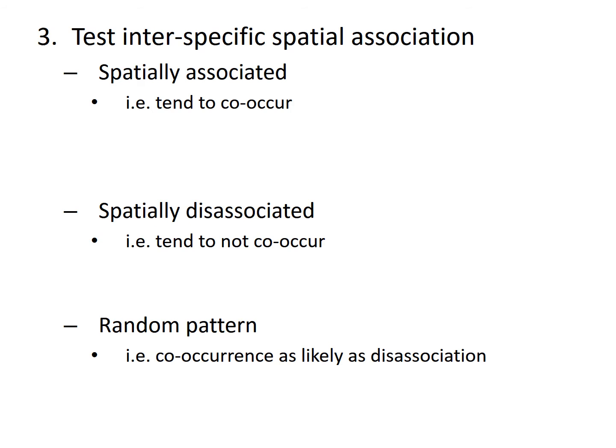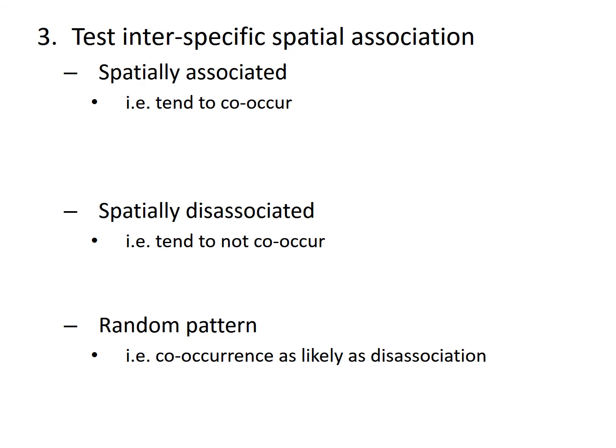Okay, the third question we wanted to test is dealing with interspecific spatial association. In other words, what is the pattern of co-occurrence for 2 different species? Now, we have got 3 broad options here. First, species could be spatially associated. In other words, they tend to occur together.